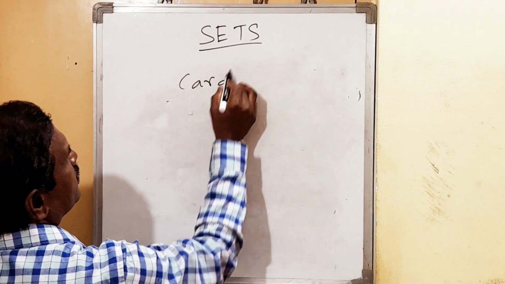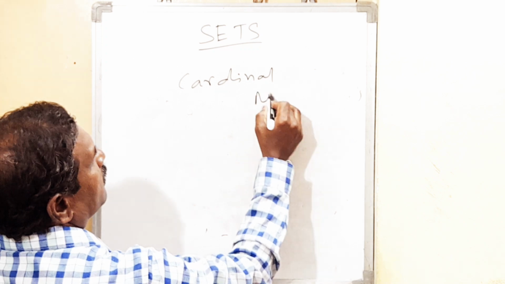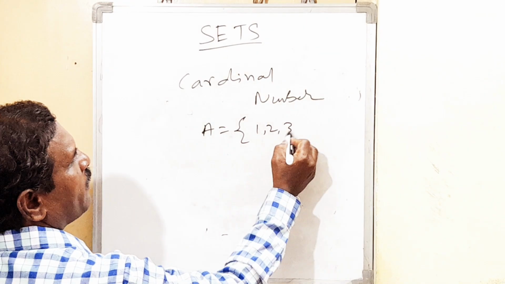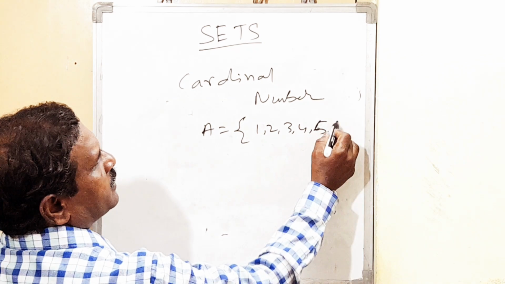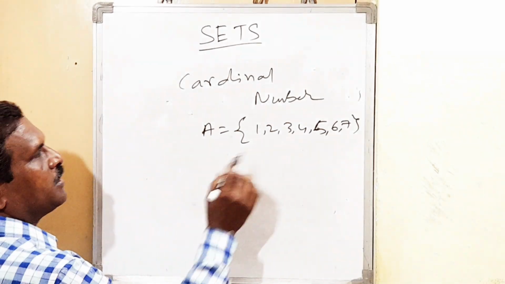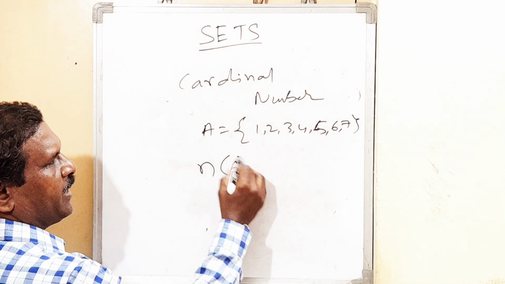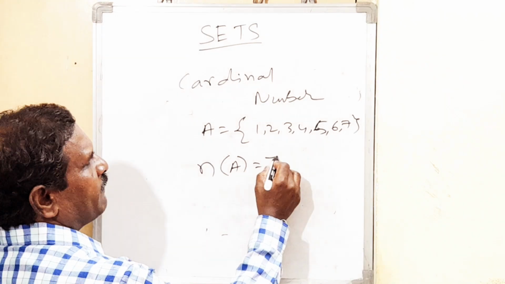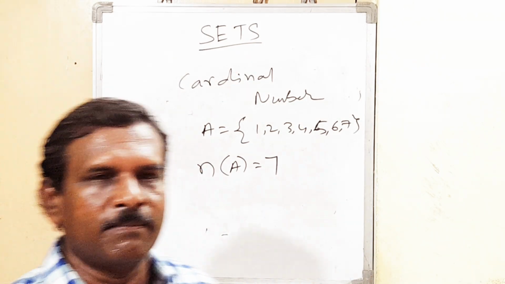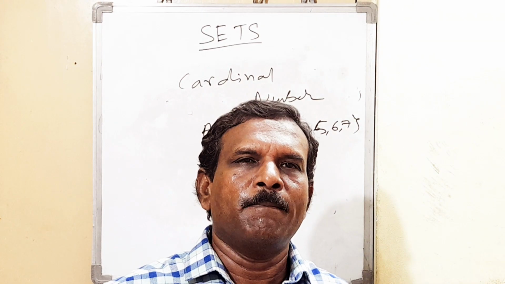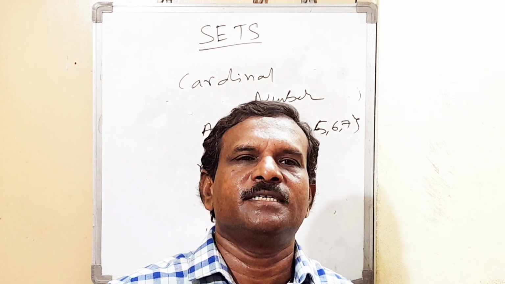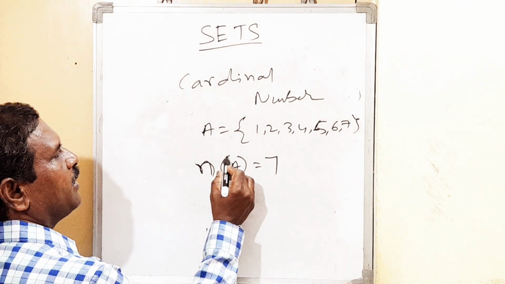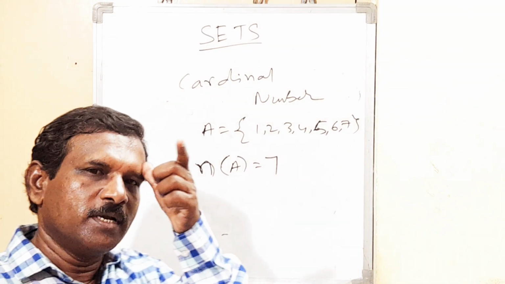Cardinal number. What is this cardinal number? Suppose I take this set A: 1, 2, 3, 4, 5, 6, 7. There are 7 elements. The number of elements in set A is 7. This is called the cardinal number. Cardinal number means the number of elements present in a set. It is denoted by small n in brackets, n(A), the number of elements of A.